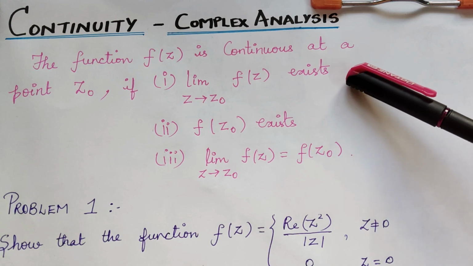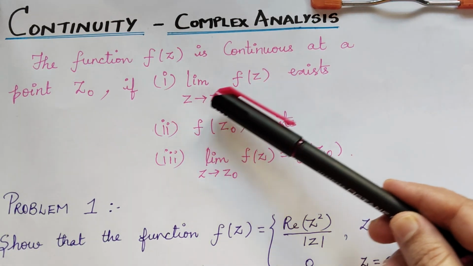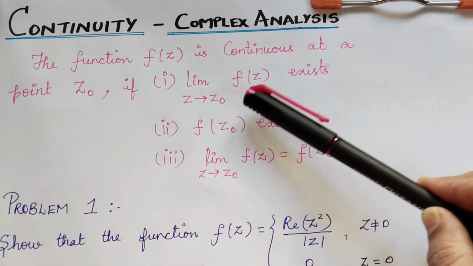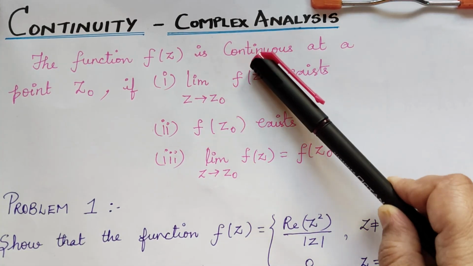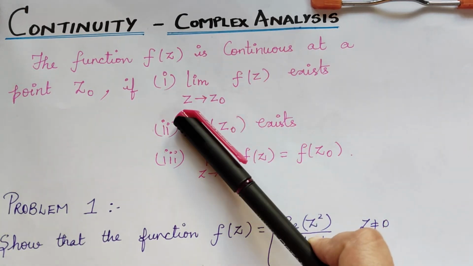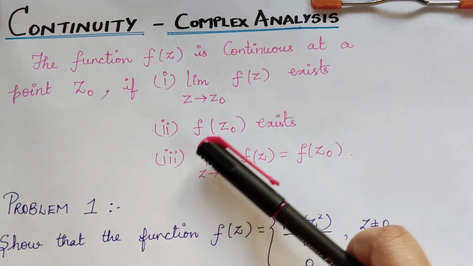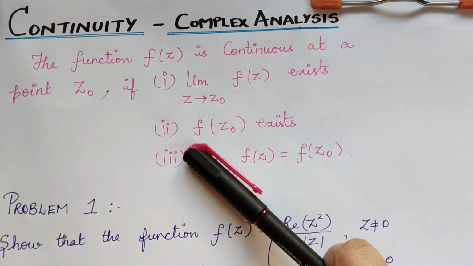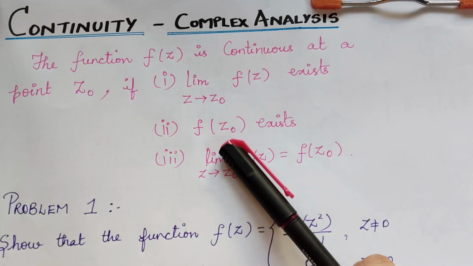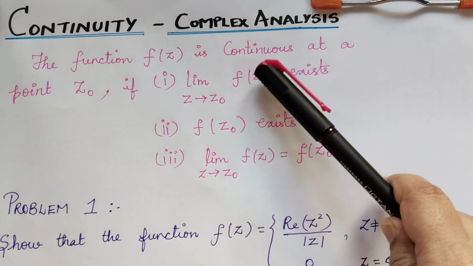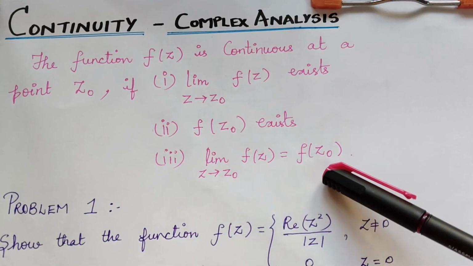The first condition says that limit z tends to z0 of f of z exists. That is, the limit of the function f of z exists as z tends to z0. The second condition is f of z0 exists. That is, the function exists at the point z0. And putting these together and equating them, we get the third condition.